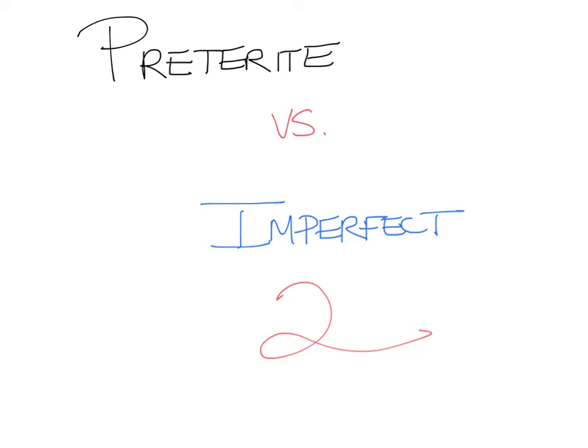Okay, kids, here comes Preterite versus Imperfect numero dos. In this video, we're going to explore some of the words or phrases that are associated with each tense that help you. When you see them in sentences, they help give away which tense you're going to use. And then we're going to explore the three situations.